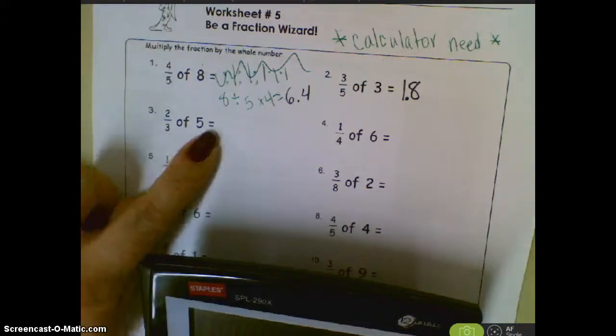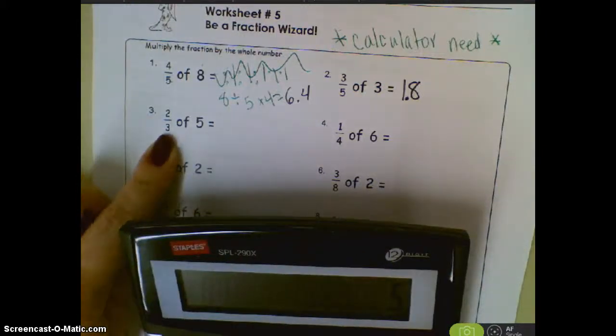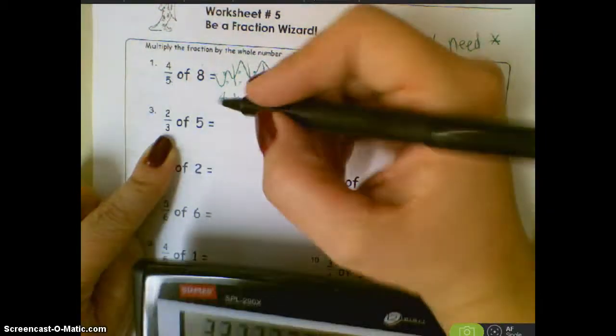And this one, we'll take our whole number 5, and then we're going to divide it by our denominator, 3, which will equal, wow, there's one of those crazy ones. And then we're going to multiply it by 2, and we're going to get 3.33333. We don't need that many 3's. So what we're going to do is just round it to the tenths place. So we'll do 3.3 for that one.